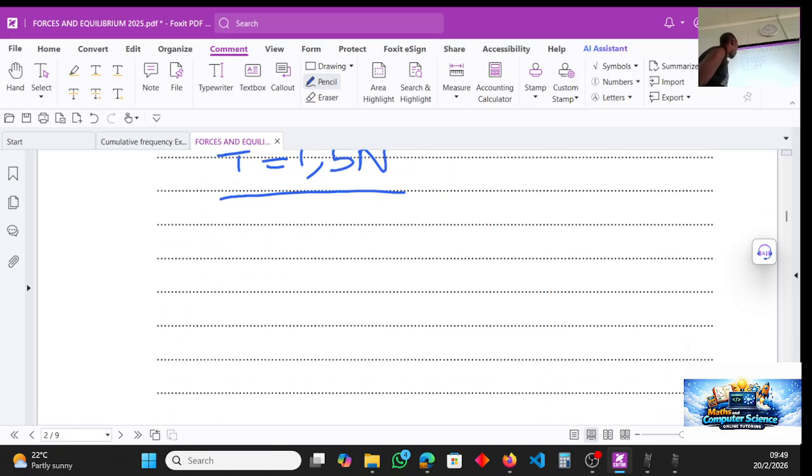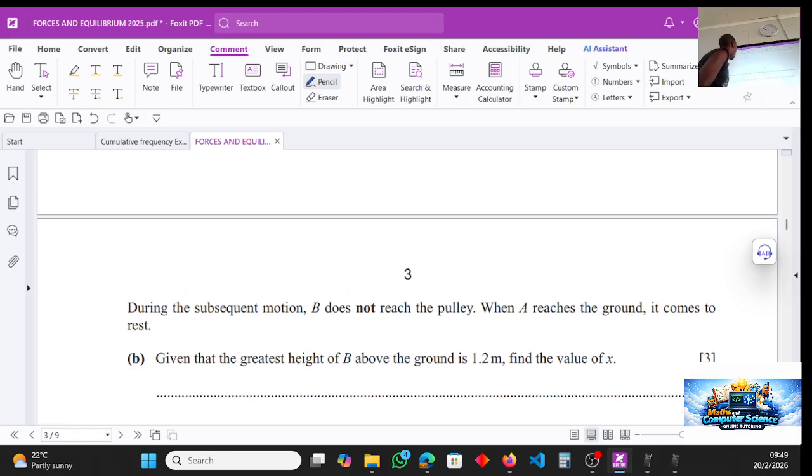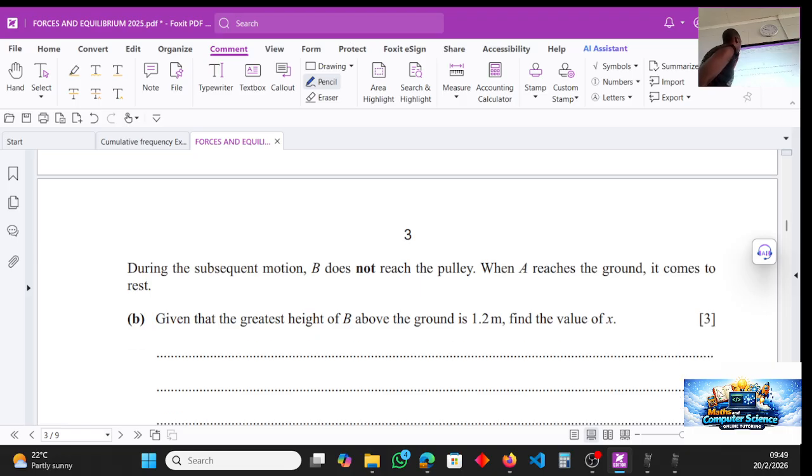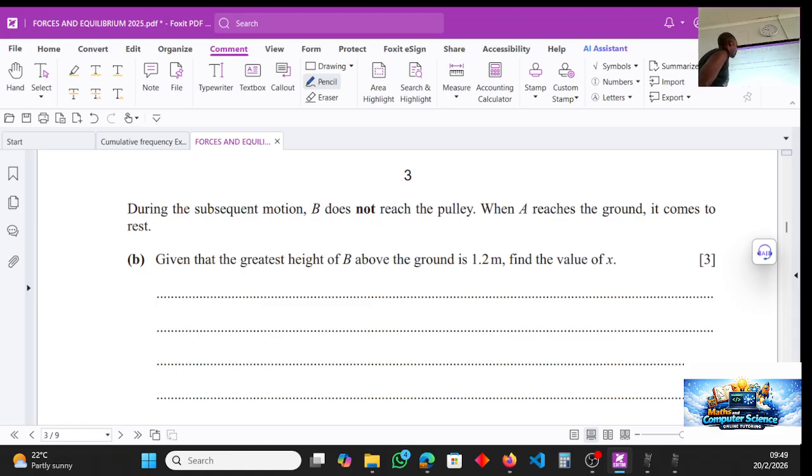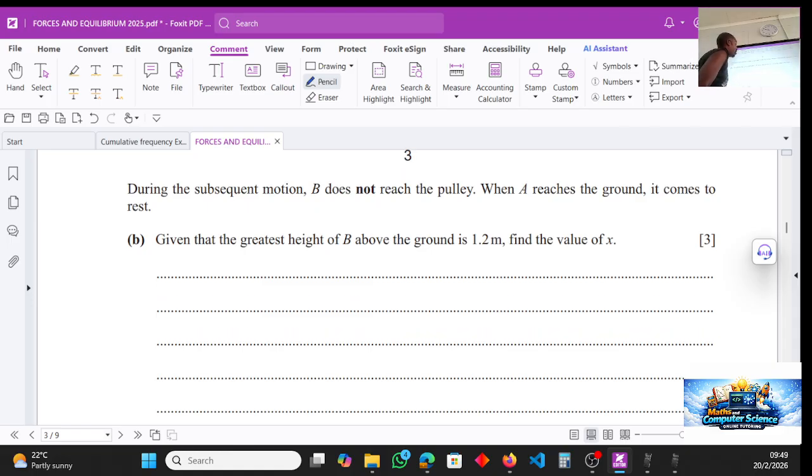Then moving to the second part, let's check. Oh, there is a second part. During the subsequent motion, B does not reach the pulley. But when A reaches the ground, it comes to rest. Given that the greatest height of B above the ground is 1.2 meters, find the value of x. So we are told that the highest point reached by B is 1.2 meters above the ground.